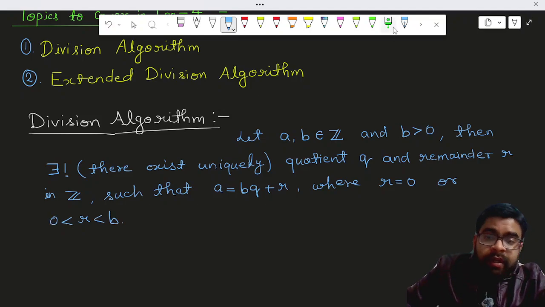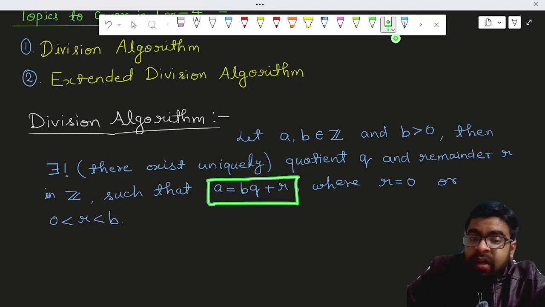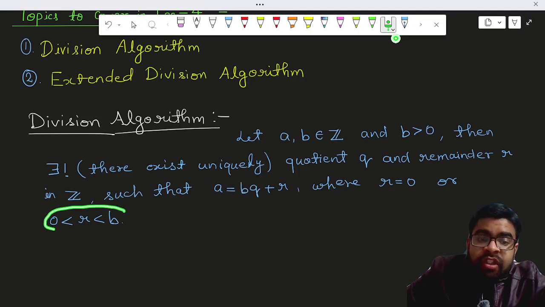Okay. सो बेसिकली डिवीजन एल्गोरिथम क्या कहता है कि अगर हमारे पास कोई दो इंटीजर्स हैं a and b, जहां पर b एक पॉजिटिव इंटीजर है, then in this case there exist uniquely quotient and remainder such that मैं लिख सकता हूं a is equal to bq plus r, where r या तो हमारे पास जीरो होगा या फिर जीरो और b के बीच में कोई नंबर होगा. मीन्स रिमाइंडर या तो हमारे पास जीरो मिलेगा या फिर जीरो से b के बीच का कोई नंबर मिलेगा. So let's do the questions of this topic.